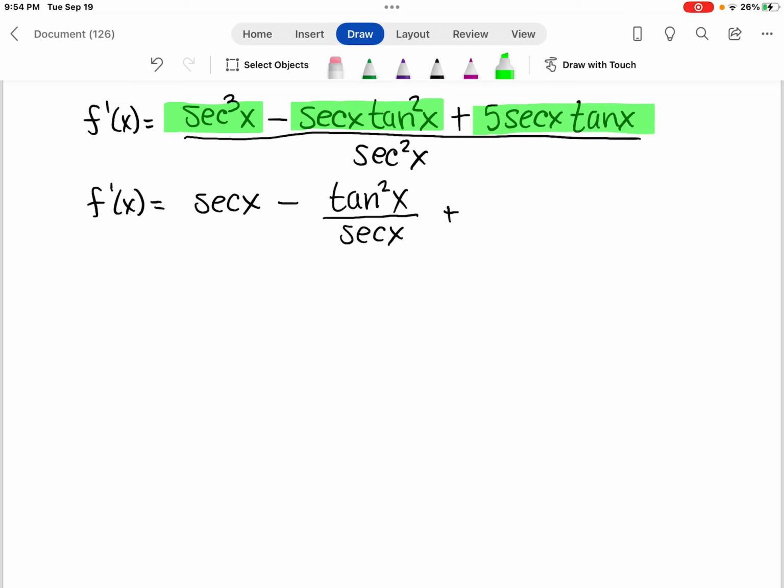Now I'm going to take 5 secant x tan x and divide it by secant squared. I have a secant that's going to be canceled in the top and the bottom, which will leave me with 5 tangent x over 1 secant x in the denominator. Now, from here, there may be different ways to do it, and I'm sure there is, but what I'm going to do is turn everything into sines and cosines, rewrite all of these with our basic identities, and see how I can simplify it from there.